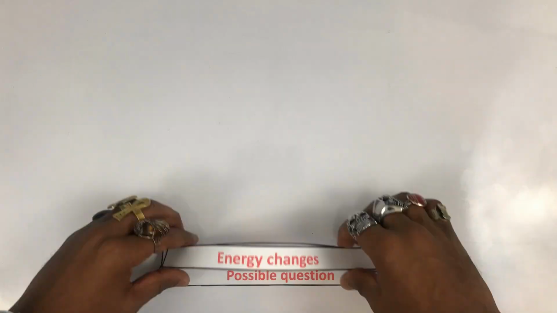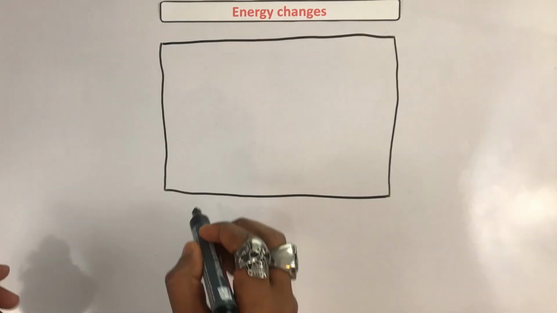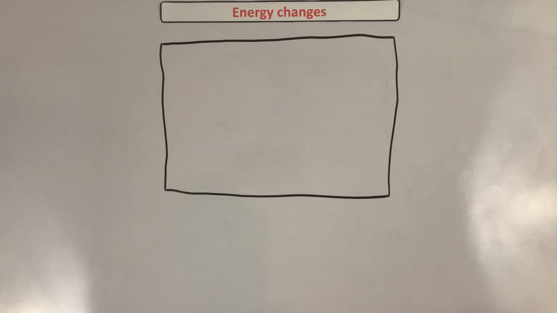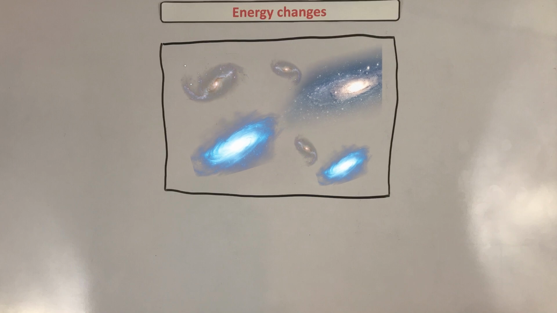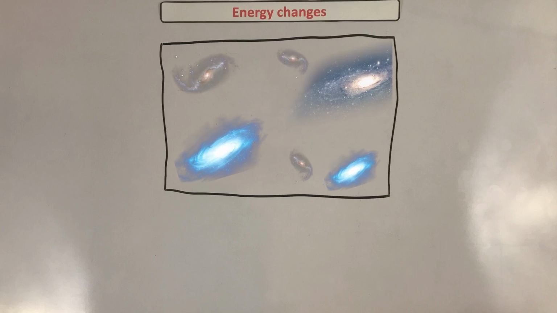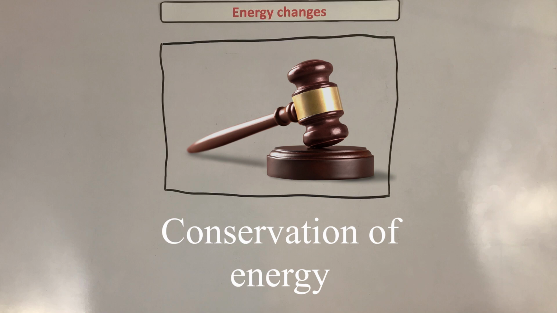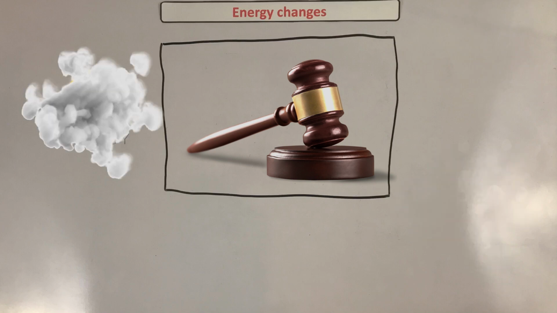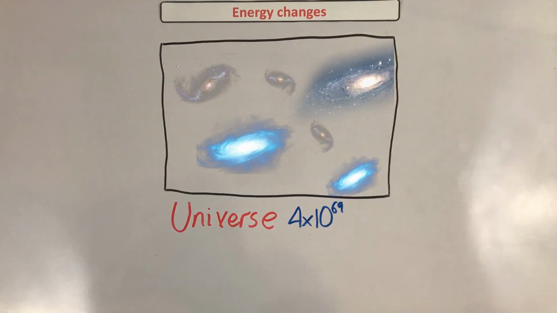Alright, let's geek that. Carl Sagan once said, if you wish to make an apple pie from scratch, you must first invent the universe. This sentence perfectly captures one of the big ideas in chemistry, the law of conservation of energy. This just means that energy is never created or destroyed. If you think about it, that means that the total energy in the universe has not changed since the Big Bang. It has just transferred from one part of the universe to another.